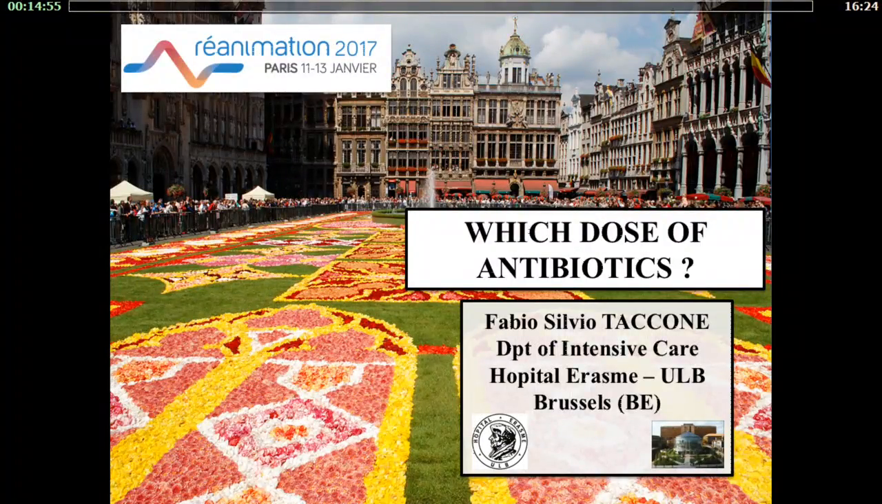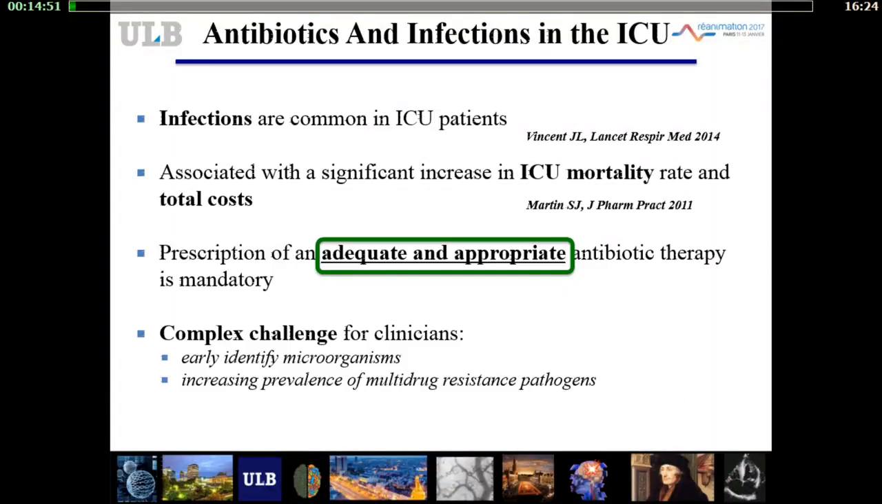So, which dose of antibiotics in case of renal replacement therapy? As I said yesterday, because I made the same presentation for the nurse session, when you give antibiotics, you need to give them appropriately and adequately. Appropriate is just the antibiotic which is effective in vitro against the pathogens. Then the complex challenge in that case is, of course, to identify the microorganism and potentially deal with resistant pathogens.